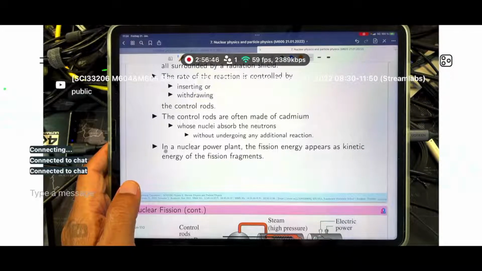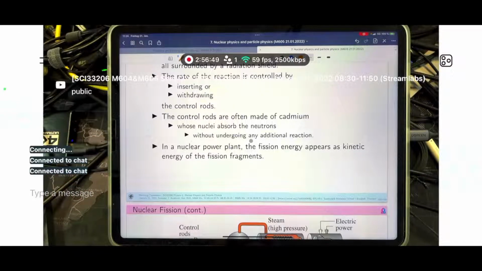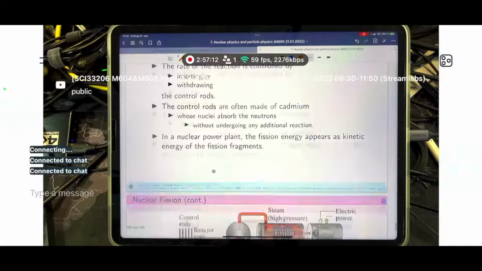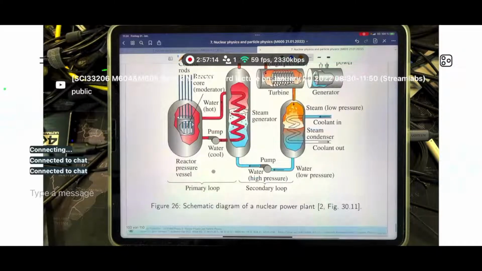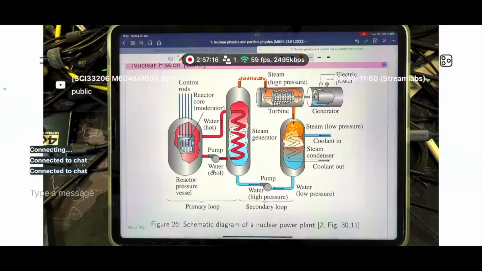In a nuclear power plant, the fission energy appears as kinetic energy of the fission fragments. That's the main source of energy we use in nuclear power plants. We have to thank the physicists and the scientists who created these things. Okay, let's get into the nuclear power plant detail.